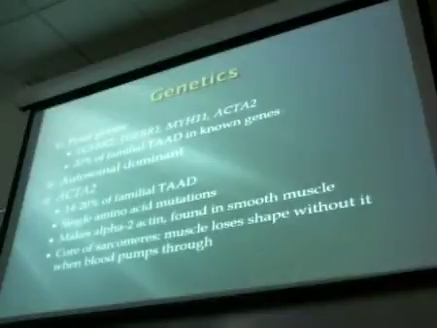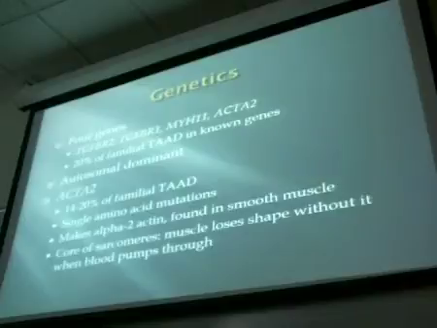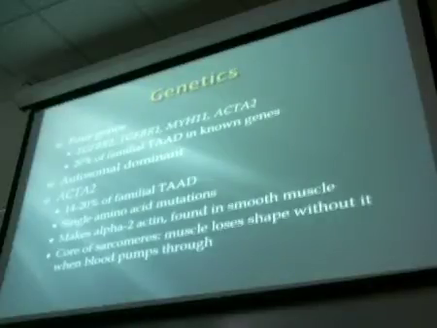Any questions to this point about the genes? Are you guys going to memorize the genetics section in the book? No. No. Yay. Okay, good.